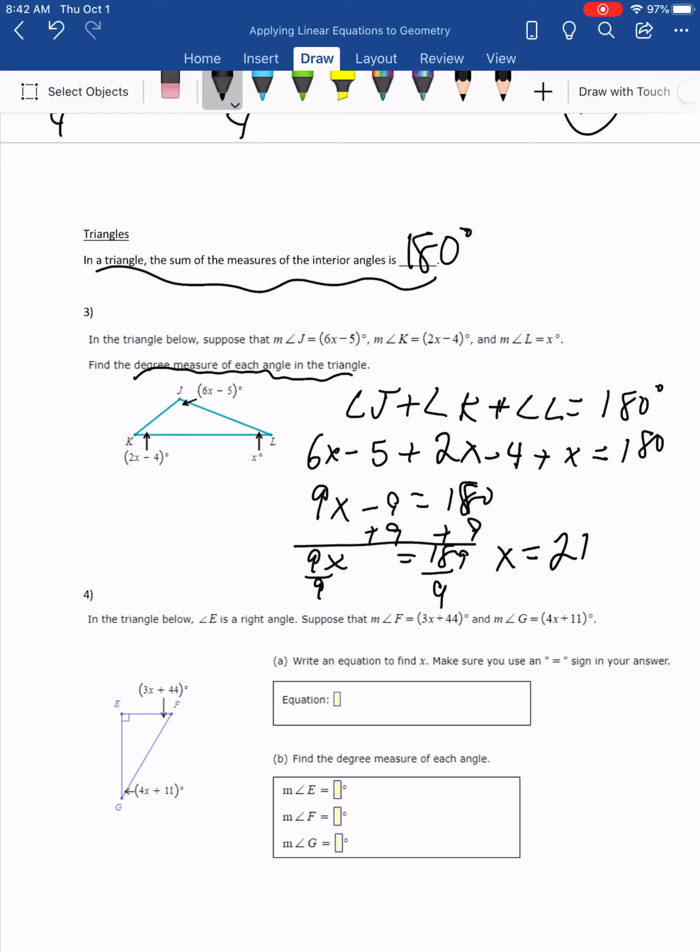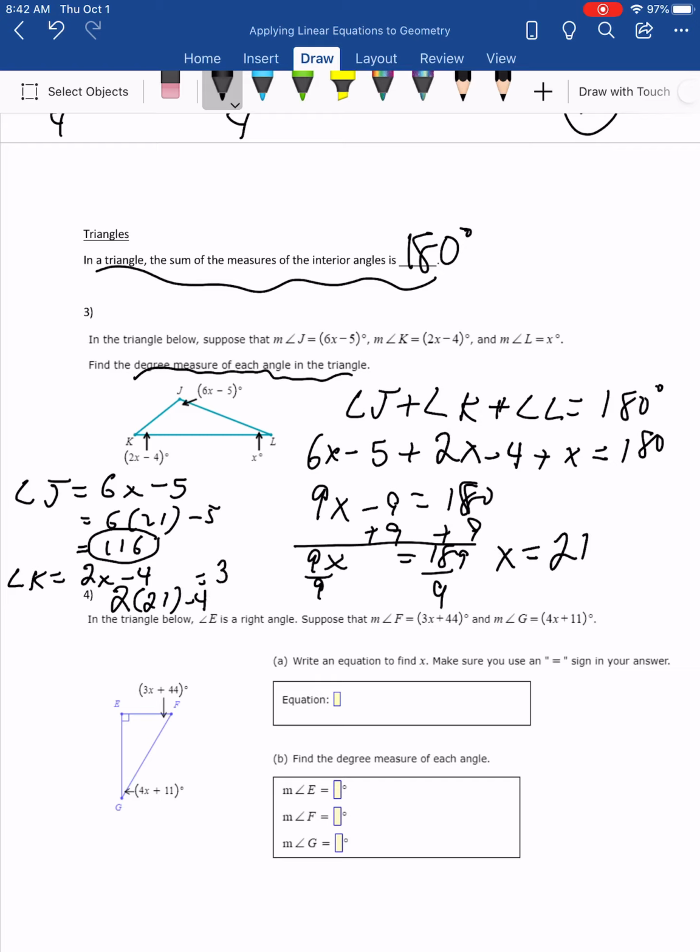But we want to know how many degrees in each of the angles. Let's do that over here. So angle J is 6x minus 5. So that's going to be 6 times 21 minus 5, which is 126 minus 5, 116. Angle K is 2x minus 4, which would be 2 times 21 minus 4, which is 42 minus 4, is 38. And angle L is just called x, so that's going to be 21.